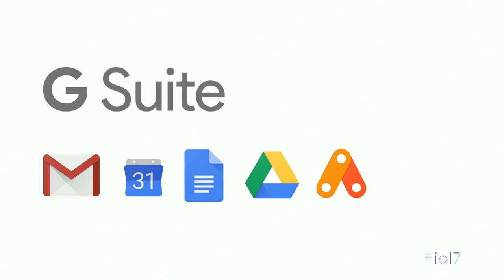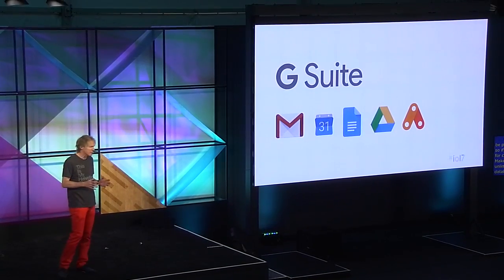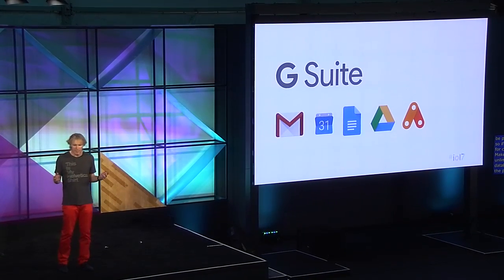AppMaker will be delivered as part of G Suite for Business. So if you are a G Suite for Business customer, you can get AppMaker. You will have an unlimited number of applications, unlimited number of databases. It's basically just tied to the price and the business model of G Suite for Business, and then you can build out as many applications as you want.